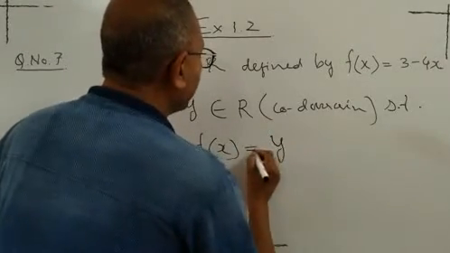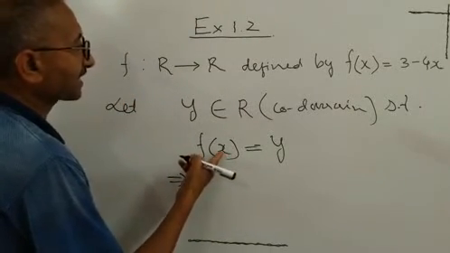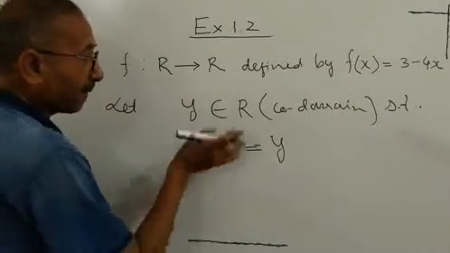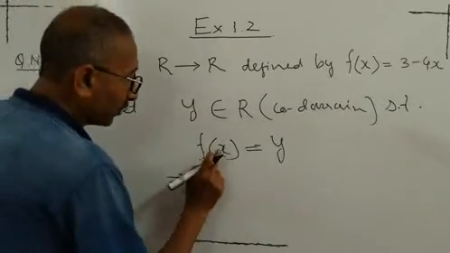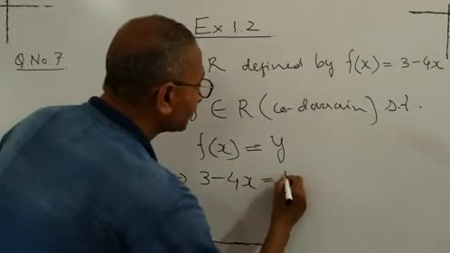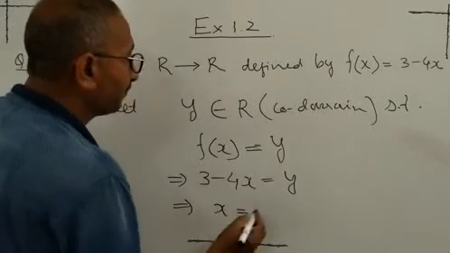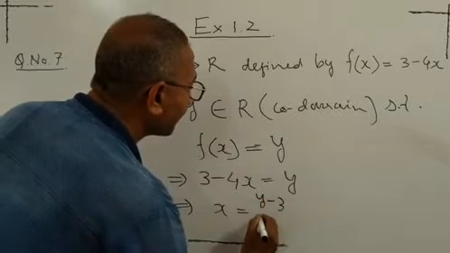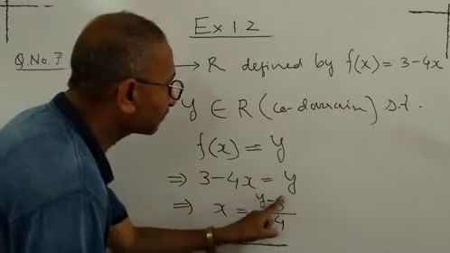Now here, what is f(x) equal to? I have not said what x is; I have not defined x yet. Finally, I will show that this x belongs to this set. That's my aim. So f(x) = 3 - 4x = y. Now let me find out what x is equal to. The 3 will go this way: x = (y - 3)/(-4), or I can say x = (3 - y)/4.